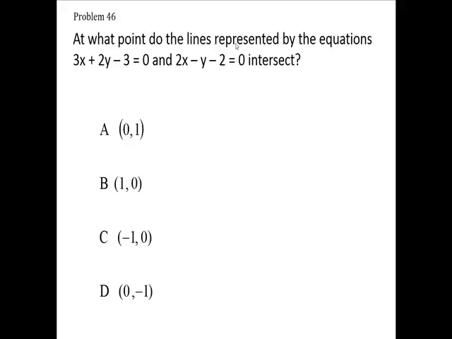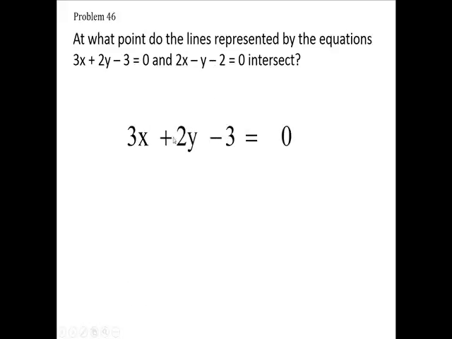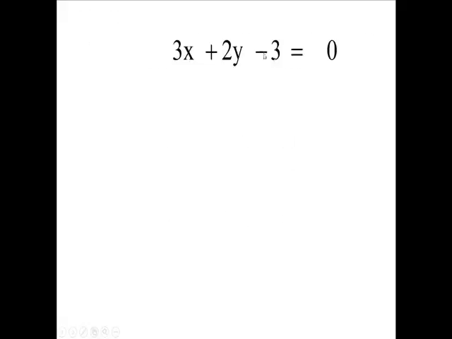At what point do the lines represented by these two equations intersect? Your first equation is this one, and your second equation is this one. We're talking about this equation, 3x plus 2y minus 3 equals 0, and the second one is 2x minus y minus 2 equals 0.